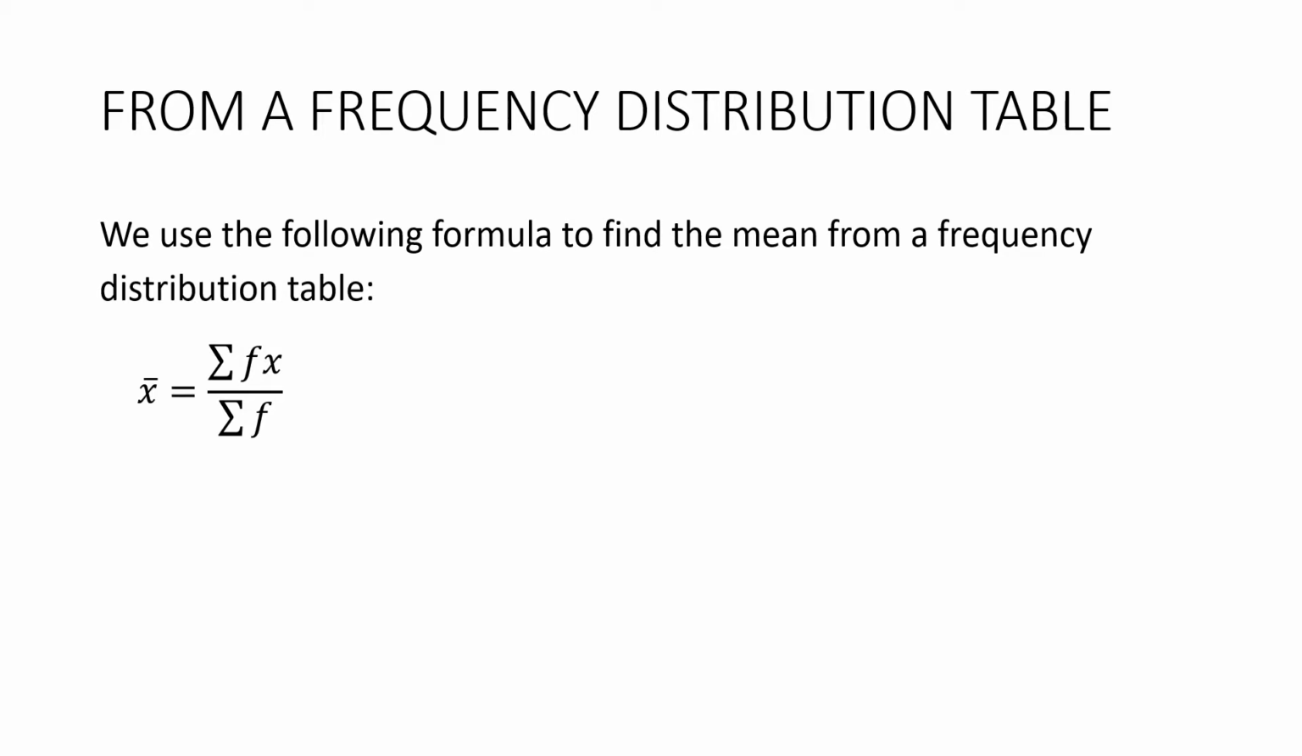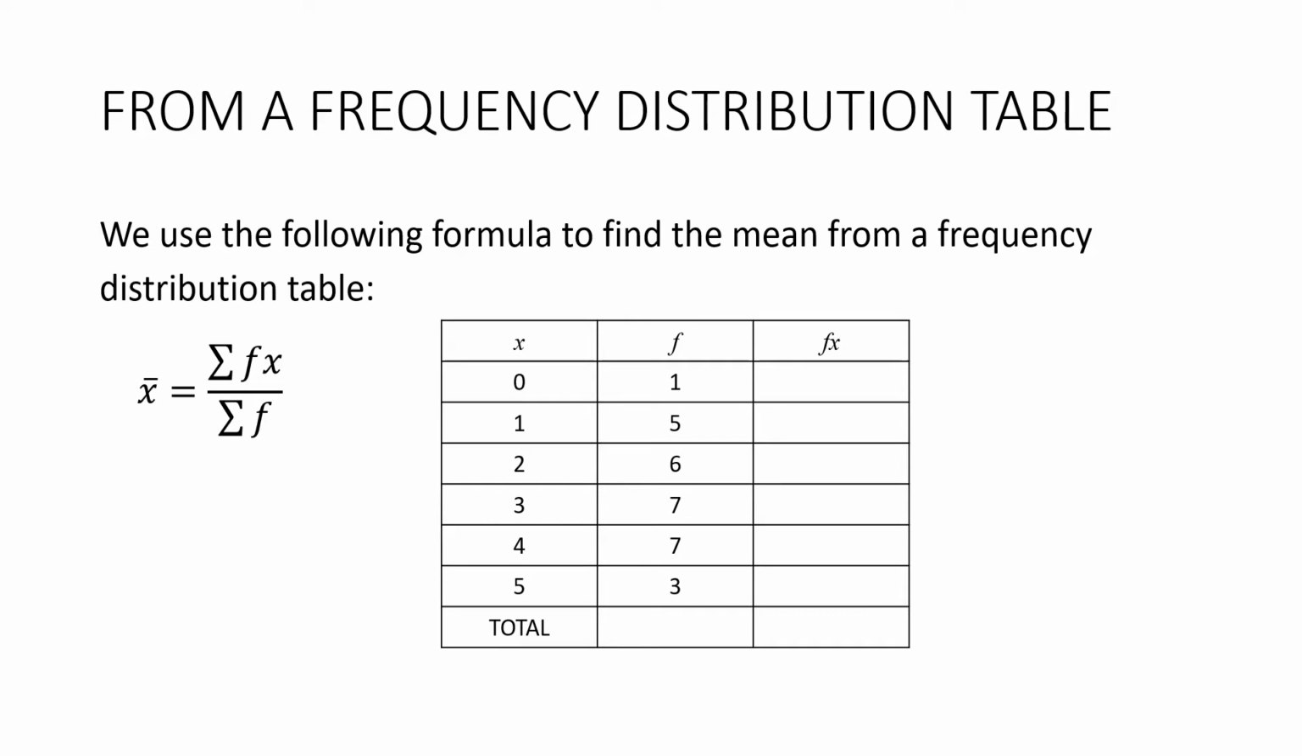From a frequency distribution table, we'll use this formula for the mean. So this means the sum of the fx column divided by the sum of the f column. So suppose we have this frequency distribution table. Here's our scores, here's our frequencies, and the fx column just comes from multiplying f by x. That's going to give us these numbers here. It kind of does a total of each of the data points. So 1 times 0 is 0, 5 times 1 is 5, 6 times 2 is 12, and it totals them as we go.